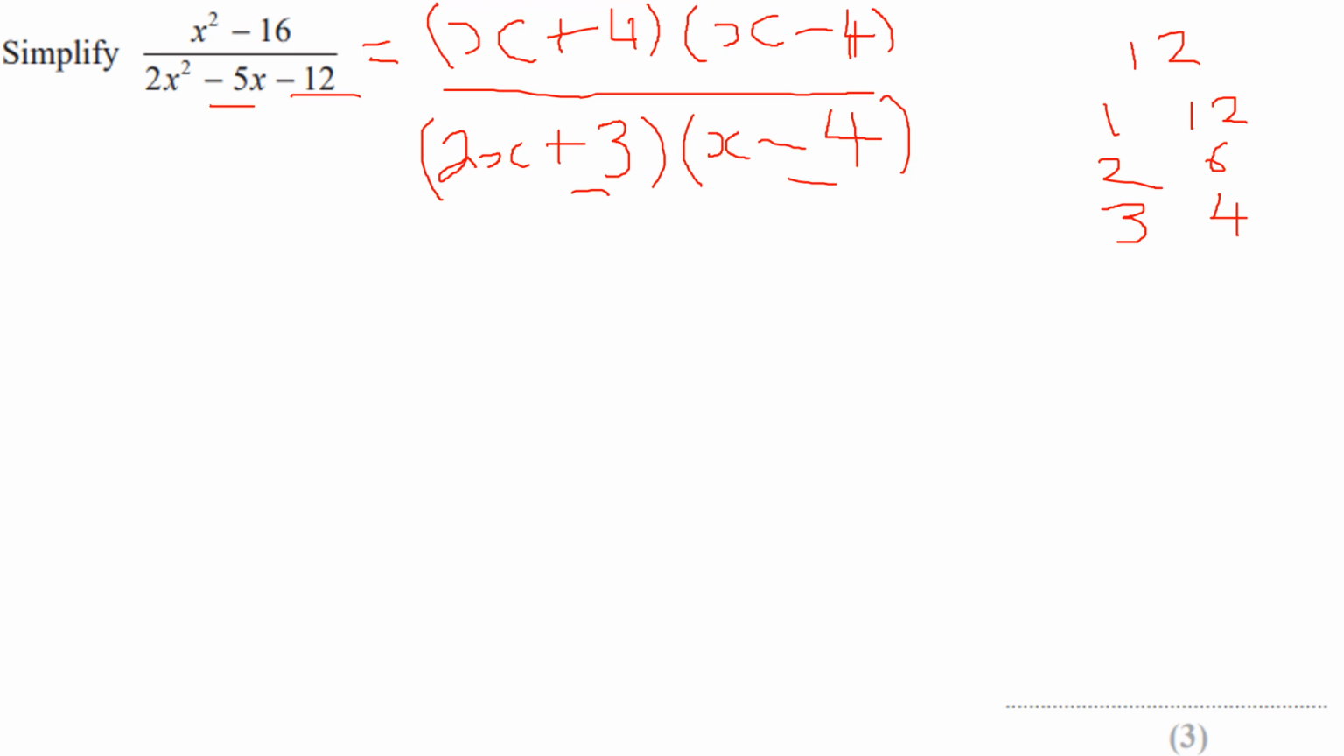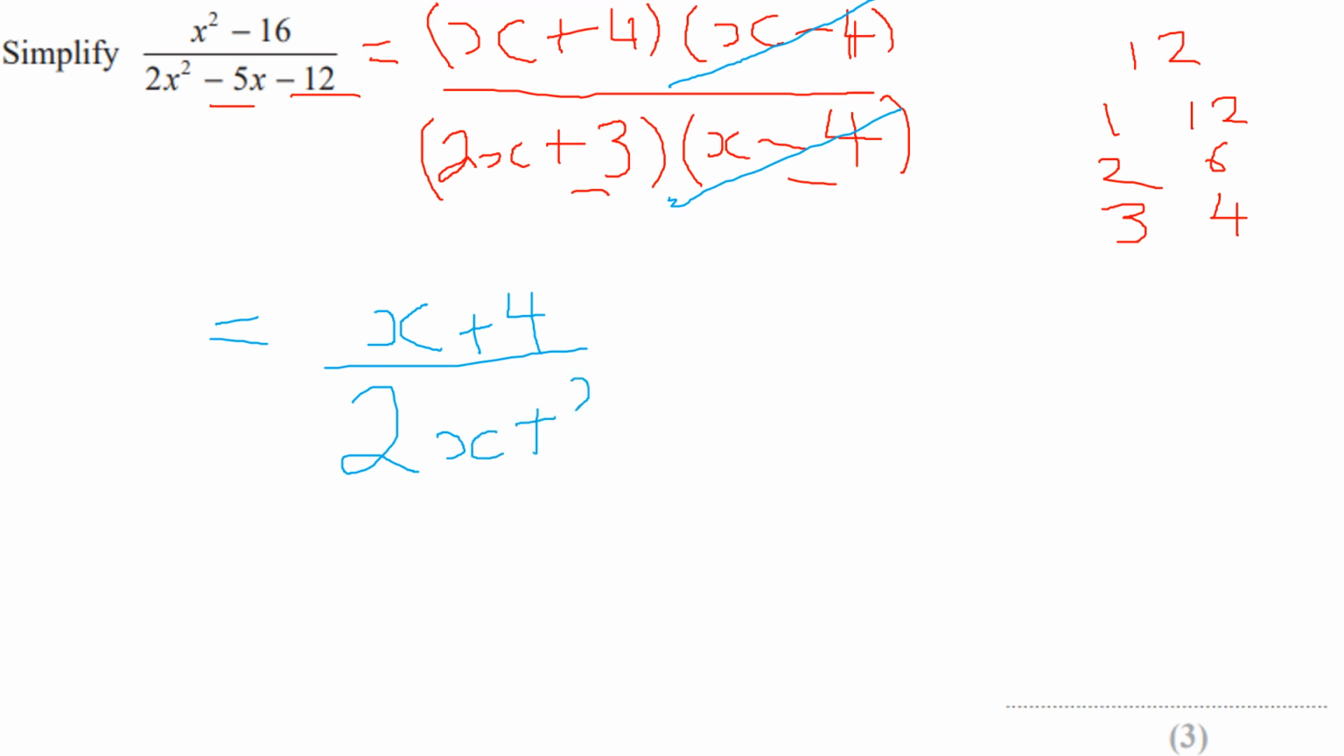I can now simplify the fraction by dividing top and bottom by x minus 4. So they'll cancel. My final answer would just be x plus 4 all over 2x plus 3. And that would be my final answer for simplifying this quadratic expression.